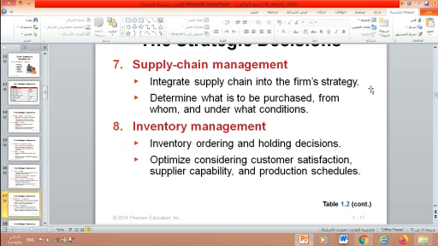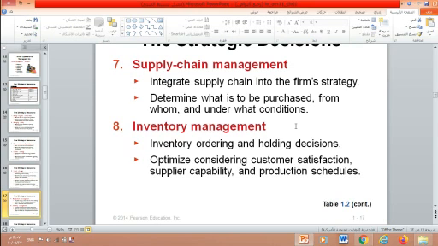The seventh strategic decision in operations management is supply chain management. Integrate the supply chain into the firm strategy, determining what to be purchased from whom and under what conditions. So here we are talking about the suppliers who can supply us with the raw materials: what quantity needs to be supplied or purchased, from which suppliers, what the main conditions are, and negotiation between the organization and the suppliers.